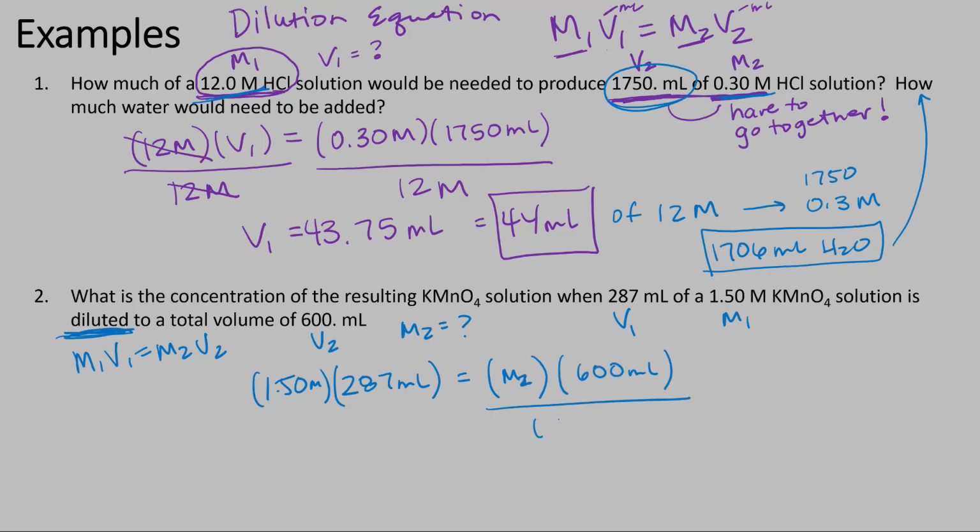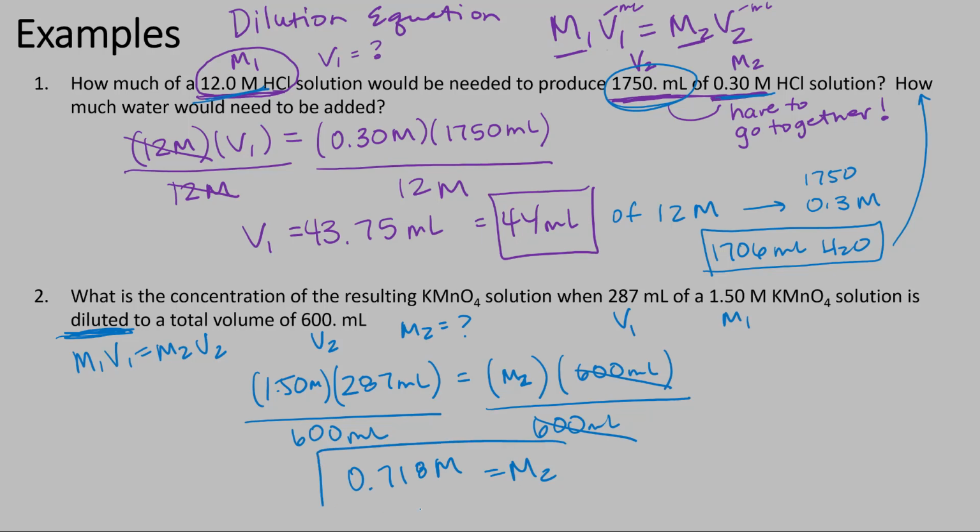So I'm going to divide both sides by 600. So my M2 is 0.718. So we basically took 287 milliliters of a 1.5 molar solution and we added to that just over 300 milliliters of water, because we had 287 milliliters of this and we ended up with 600 milliliters. So the only way to do that with a dilution is to add the difference in water. And that's why the concentration went down so much.